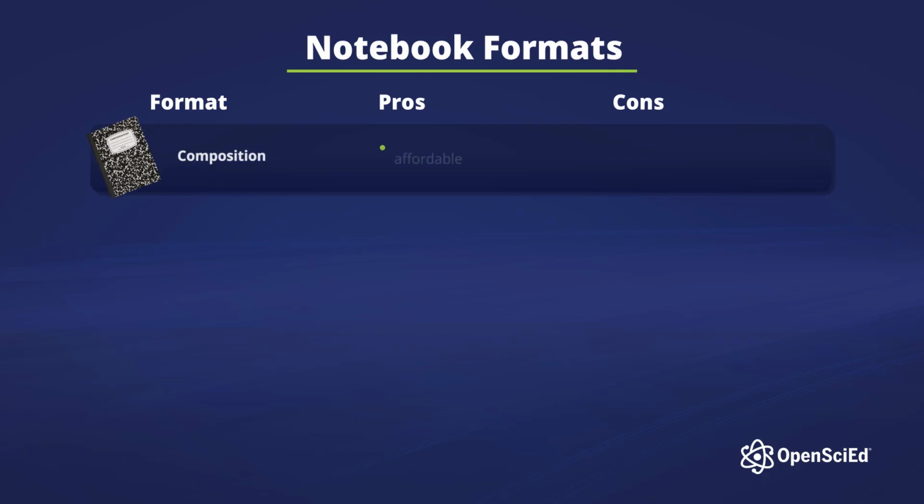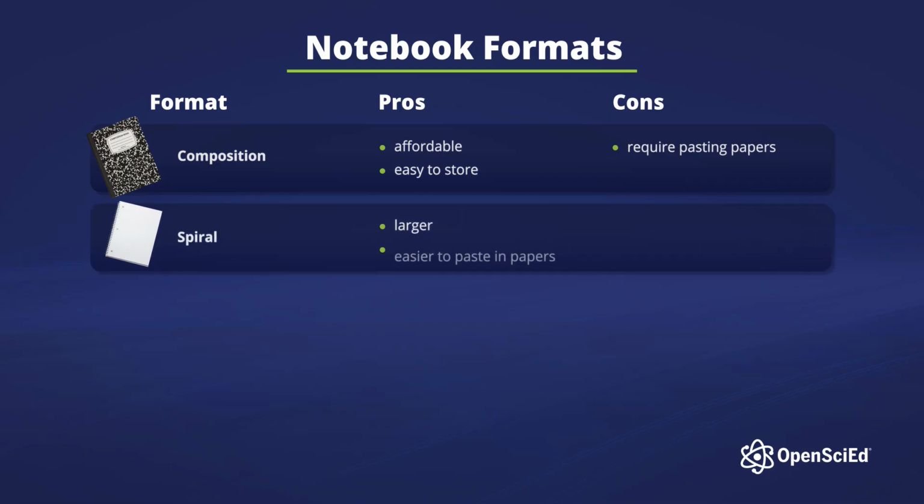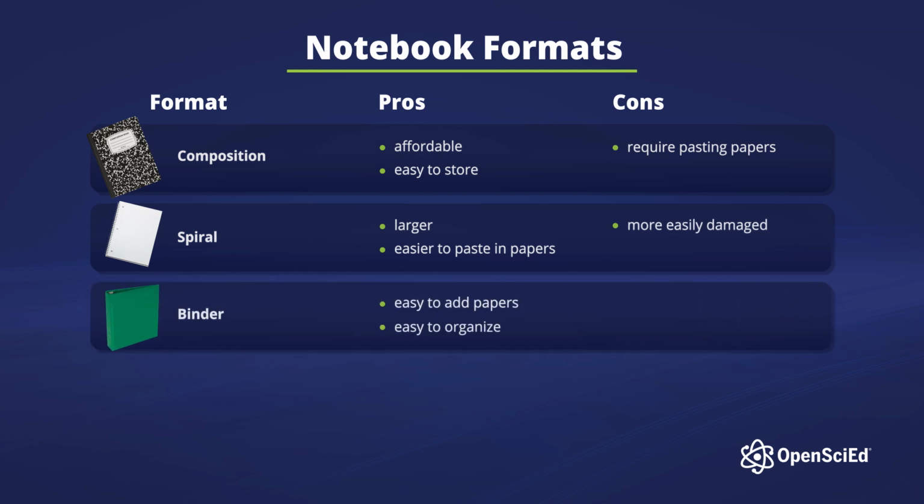Composition notebooks are super affordable and easy to store in desks or backpacks, but they usually require students to paste in papers, which some teachers find too time-consuming. Spiral notebooks are larger and easier to paste those papers in, but they can be more easily damaged or broken. Binders make it easy to add in and reorganize pages, but it's also easy for them to fall out. And sometimes binders can feel more like a group of teacher handouts than a working document that students really own.